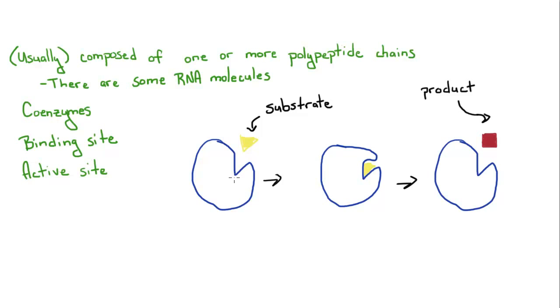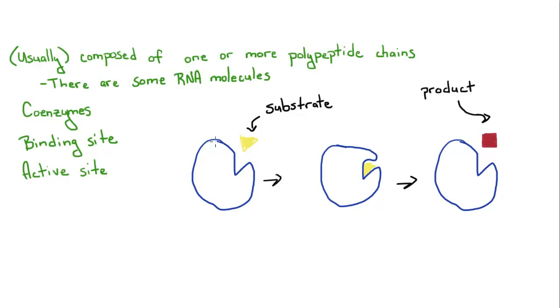What's going to happen is you have your substrate, which is your reactant. The substrate's going to come in and bind in the binding site. Once the substrate binds, the enzyme is going to change its configuration. It's going to change its shape. The substrate is then going to be pushed back into the active site, where it is going to be changed into the product. The product is going to be released, and then the enzyme changes back to its original shape. The enzyme has not been changed at all.